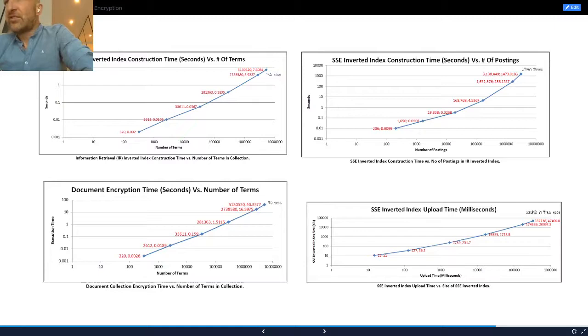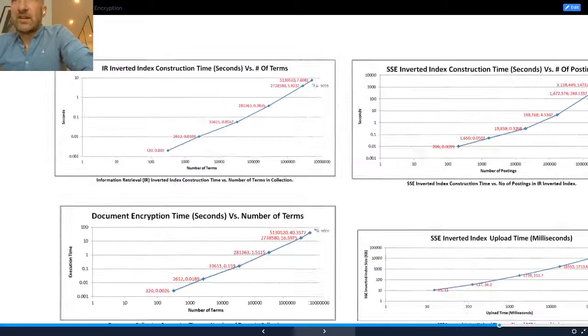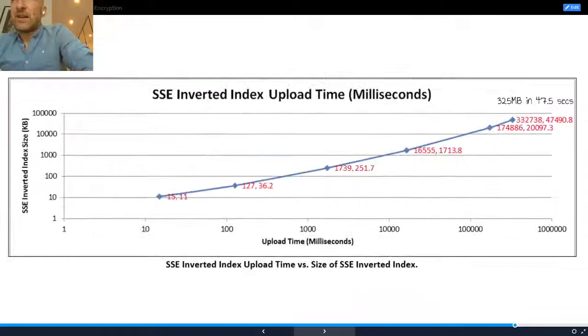And then with document encryption time and the inverted index upload time, which is important, we can see that they're more or less linear in time. So the inverted index, the document encryption time, and then uploading the index, because we need to have an index to be able to retrieve documents at a later time.